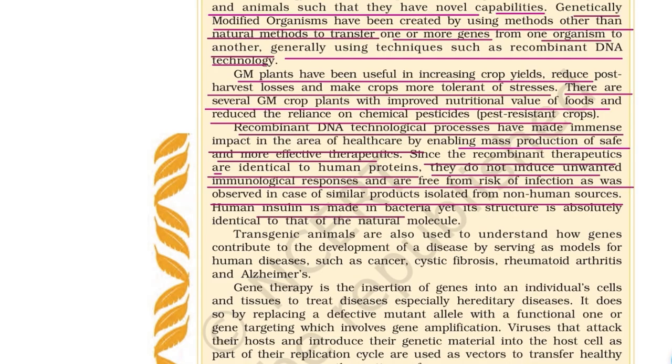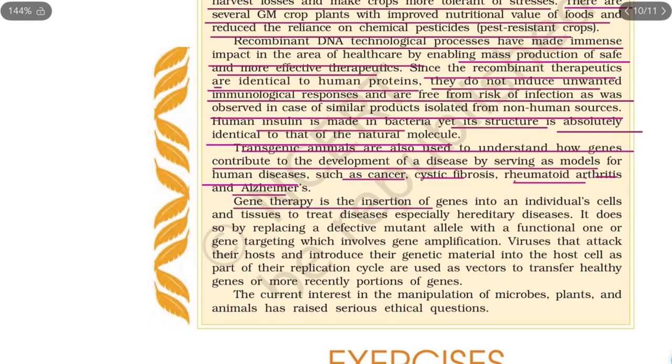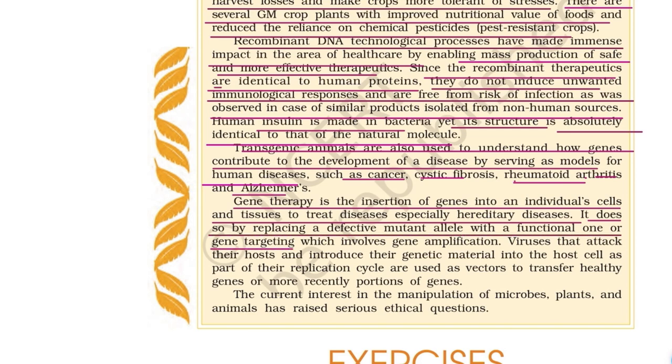Human insulin is made in bacteria, yet its structure is absolutely identical to that of the natural molecule. Transgenic animals are also used to understand how genes contribute to the development of a disease by serving as models for human diseases such as cancer, cystic fibrosis, rheumatoid arthritis, and Alzheimer's. Gene therapy is the insertion of genes into an individual's cells and tissues to treat diseases, especially hereditary diseases. This is done by replacing a defective mutant allele with a functional one, or by gene targeting, which involves gene amplification.